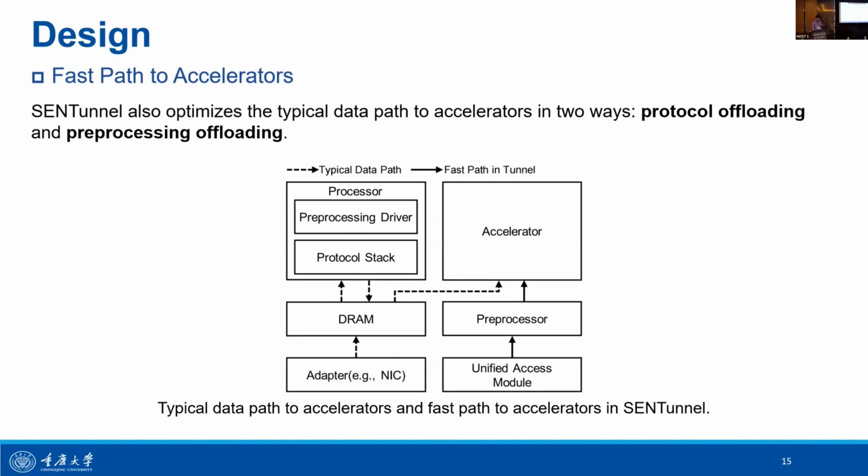This figure shows the typical data path to accelerators and the fast path in Centano. Centano also optimizes the typical path in 2 ways: protocol offloading and preprocessing offloading. Besides, hardware cooperation shortens the data path and avoids twice CPU copies.